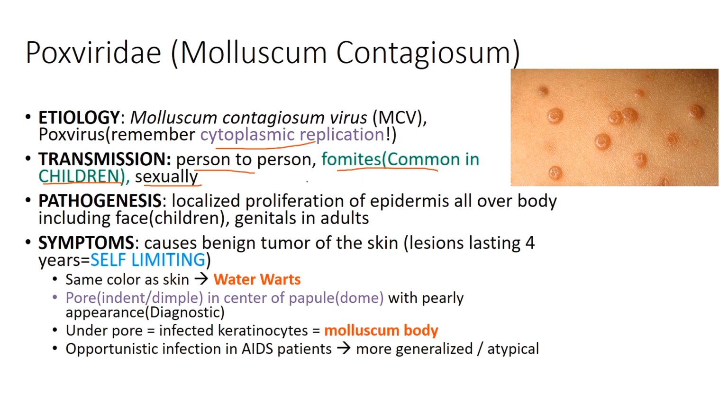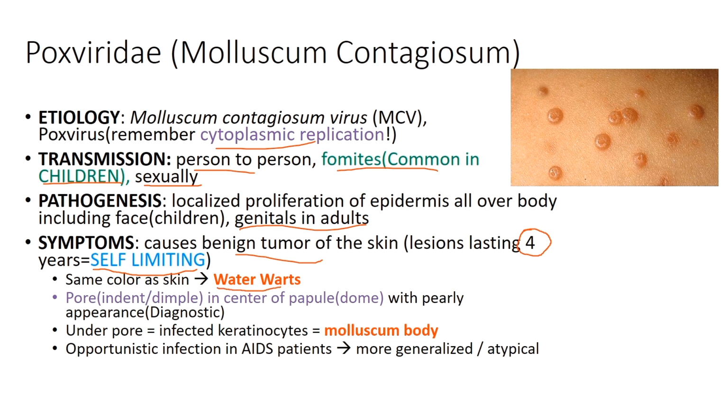So it's usually localized in a certain area that gets infected. Children are obviously touching their face, so they touch fomites, they touch their face, and they're going to have it in their face. Person to person, that's kind of all over the place. And then sexual is obviously in sexual areas, so genitals. Symptoms for this: it causes a benign tumor. It usually lasts about 4 years. This is self-limiting, so there's no real treatment for it.